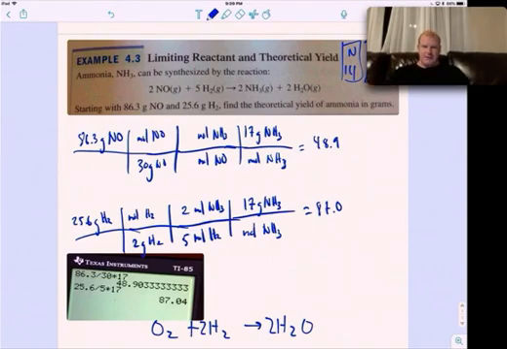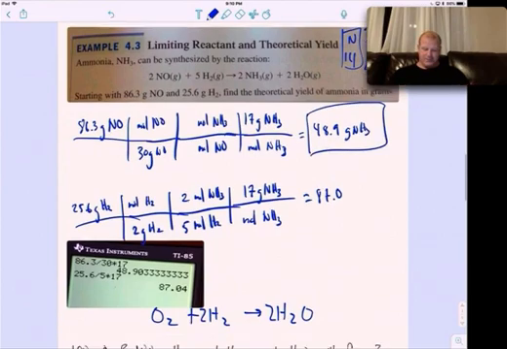Okay, so if you look at this, we have 48.9 grams ammonia from nitrogen monoxide and 87 grams ammonia from hydrogen. In this case, you have to go for the lowest one, and I will write the unit there. And that's the answer: 48.9. Go for the lowest one.